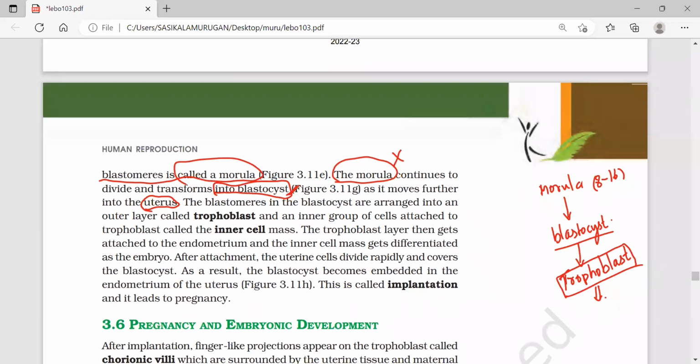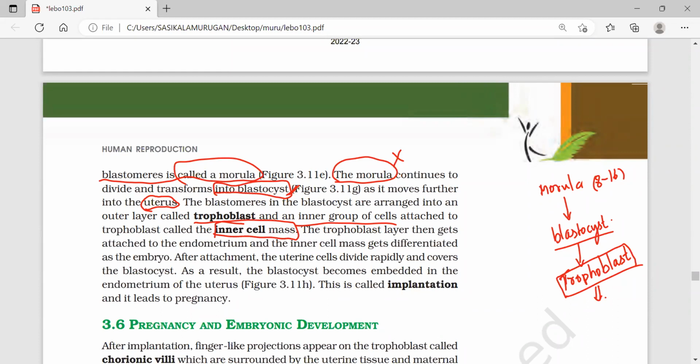Okay, right, look at this one. The blastocyst is arranged into an outer layer called trophoblast and an inner group of cells. And this inner cell mass, as I said earlier, are the stem cells. These stem cells give rise to different types of organs, which means they form different embryonic layers: ectoderm, endoderm, mesoderm. So all the different layers are formed from these. Now the trophoblast layer gets attached to the endometrium, and the inner cell mass gets differentiated into the embryo.